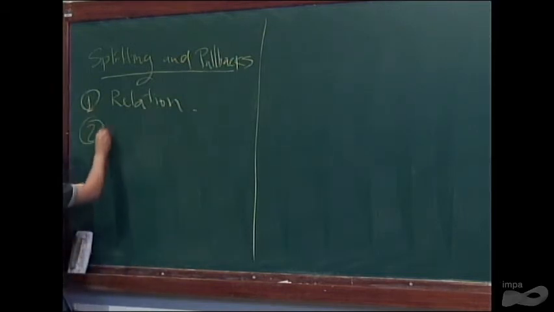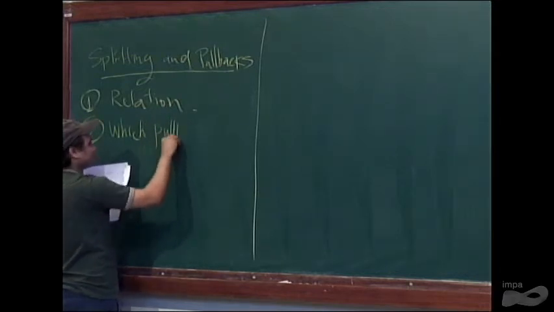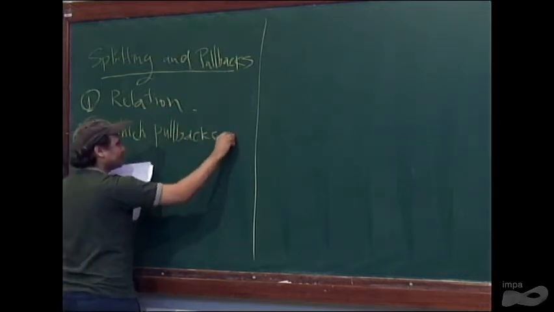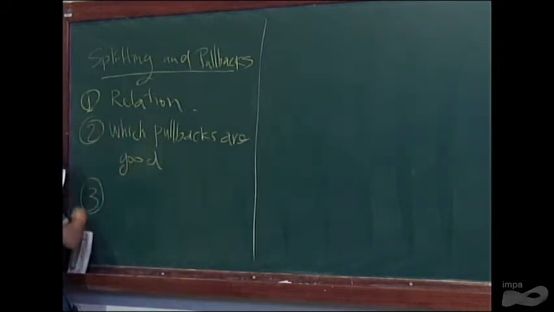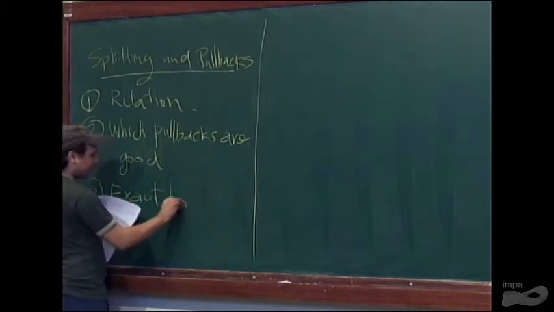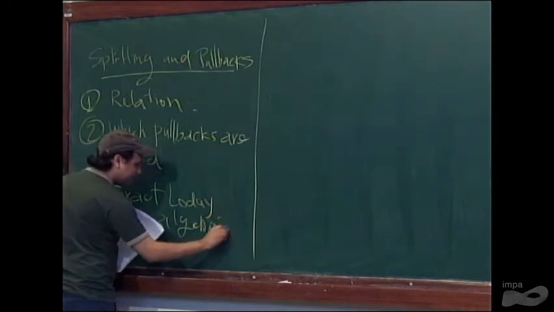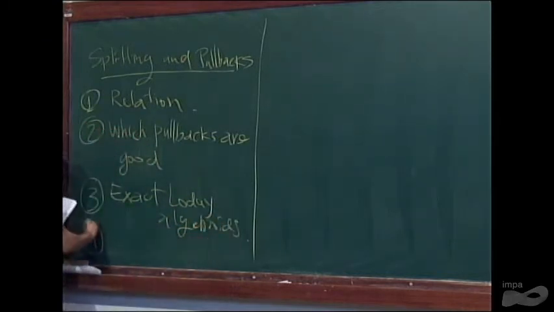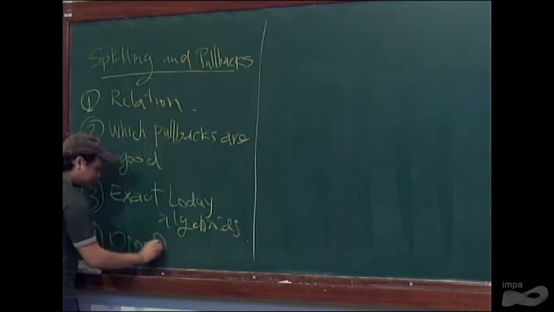And then, pullbacks are good. And what are exact Lie algebroids? I will explain everything later. And if there is time, I will state some open problems or open questions.